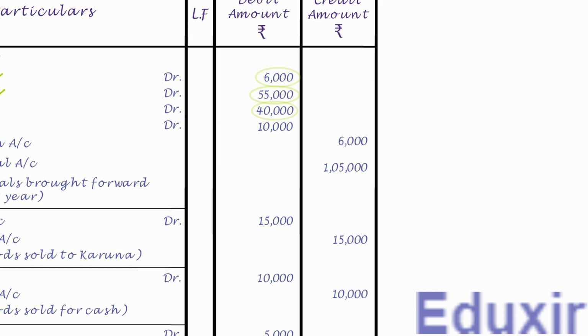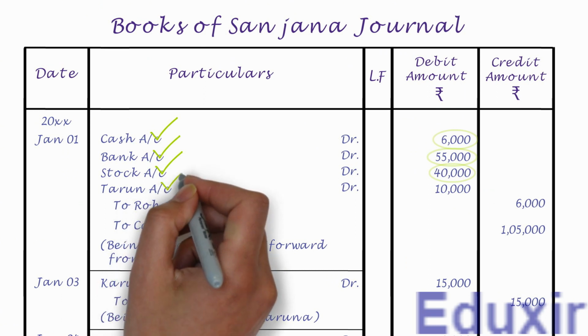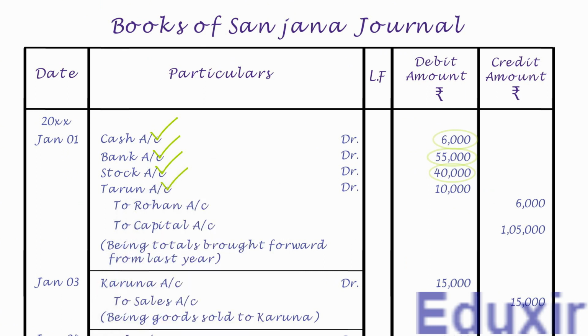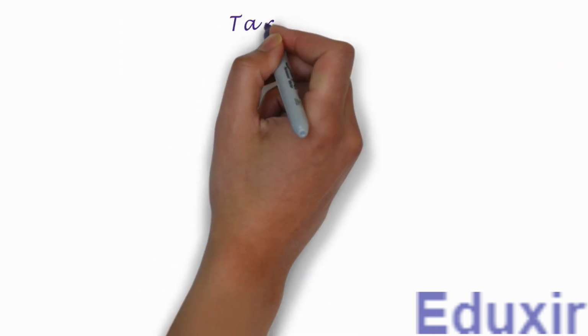As the name suggests, it needs to be posted on the debit side of Tarun account and the debit amount is 10,000 rupees. Note that the details that need to be posted into the particulars column is balance brought down. For posting this entry, we need to create a ledger account for Tarun as it is not yet created. Let us first write the title as Tarun account.